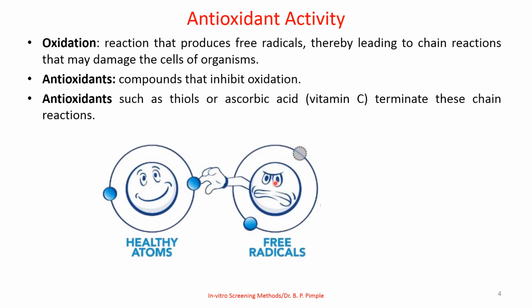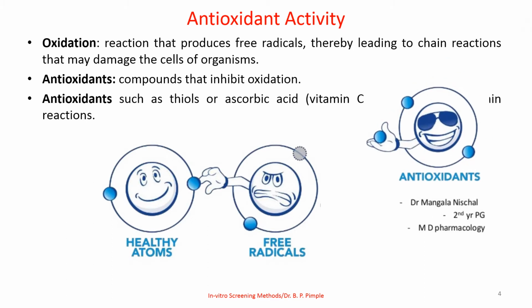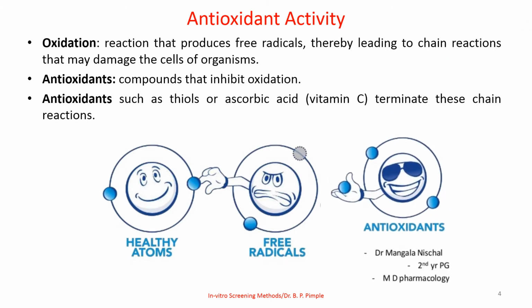So to stabilize itself, it tries to snatch away the electron from a healthy atom. In doing so, the healthy atom will lose its electron and be converted. So suppose metabolites and all, they will be destroyed. To prevent this from happening, we consume antioxidants. Now, what are antioxidants? They donate their electron to this free radical, stabilize the free radical, and prevent this theft.